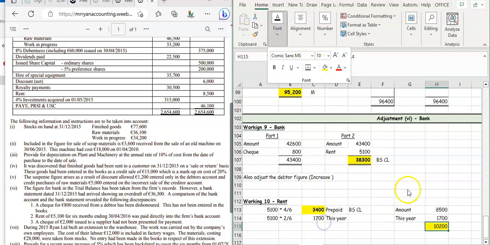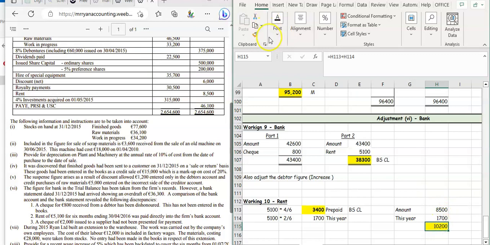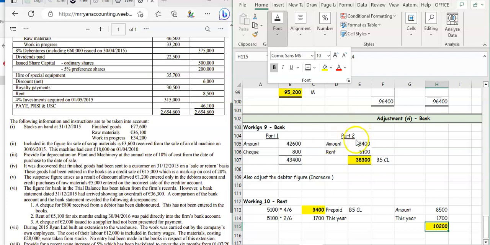So 2 parts to that question. Remember that you need to adjust your bank and you need to adjust the corresponding account. So the first part was the check that was dishonoured. So you're going to increase your bank overdraft and you're going to increase your debtors. And then for the second part, you're going to decrease your bank overdraft because we got an extra 5,100. And then we just made a little adjustment to find out what is the new expense for your rent, because 1,700 is for this period and 3,400 is prepaid for your next period. And that is working 6 or adjustment 6 done for Ryan Limited manufacturing accounts.